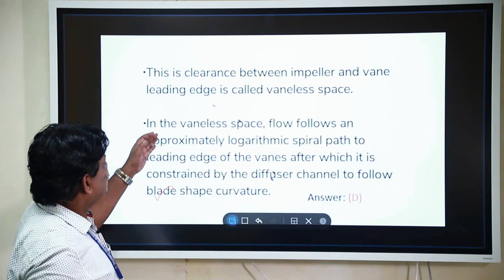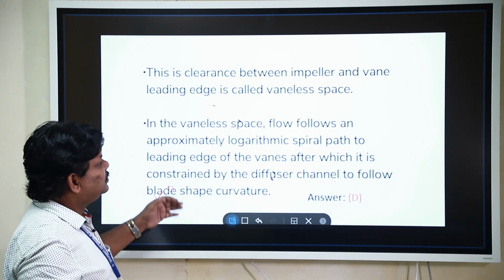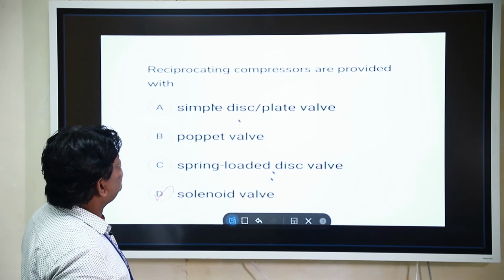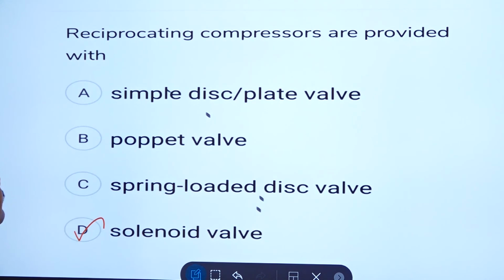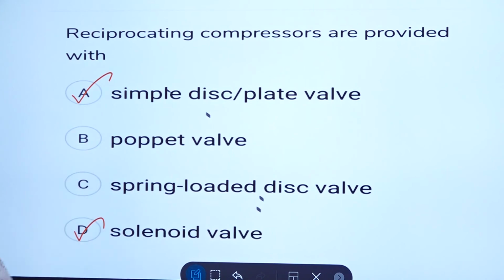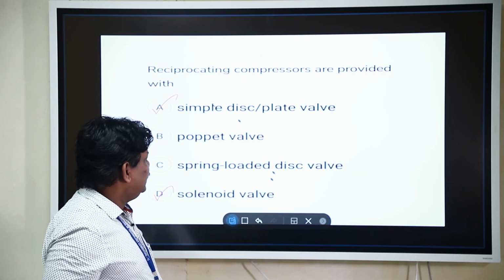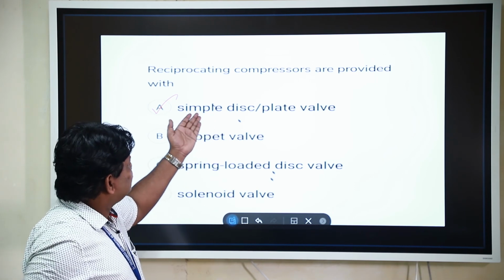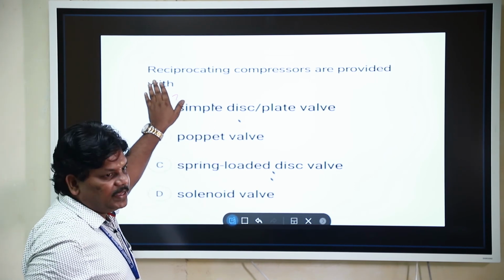So the explanation is also given here: it should be logarithmic spiral. The next one is, reciprocating compressors are provided with, so it should be provided with a simple disc plate valve. It should be simple disc plate valve. This is a direct question, so the answer is A here.